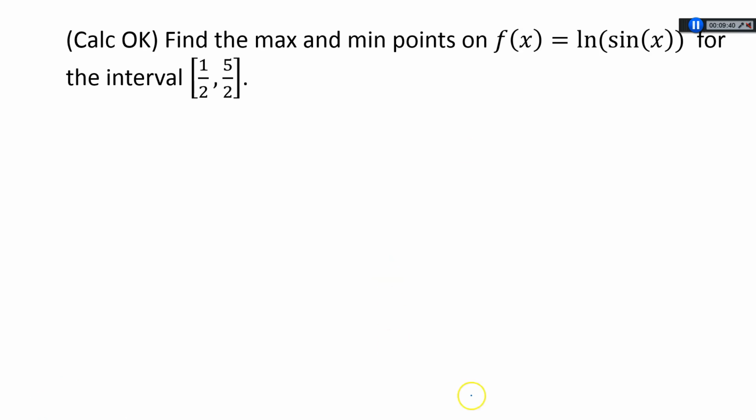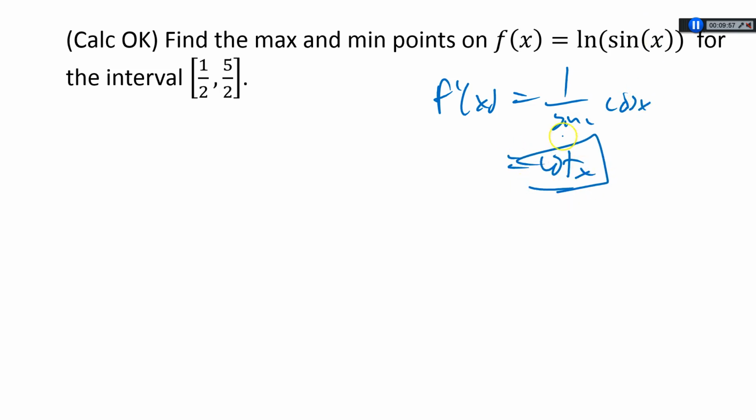Okay, so one more here. So we're going to find the maximum points for f of x equals ln sine x for the interval 1/2 to 5/2. So what I'm going to do is take the derivative here. So f prime of x would be 1 over sine x times cosine x by chaining, right? So that's cotangent x, because it's cosine over sine.